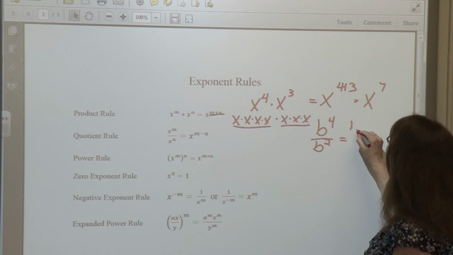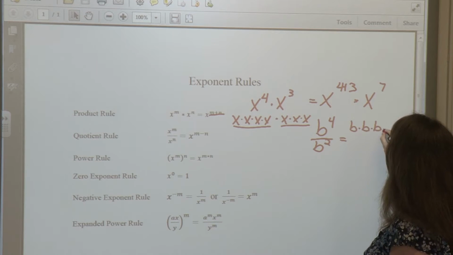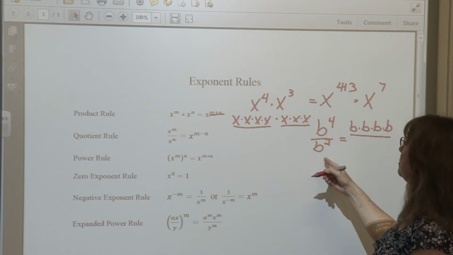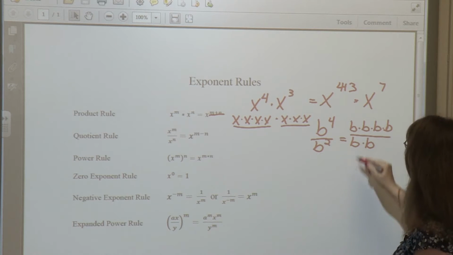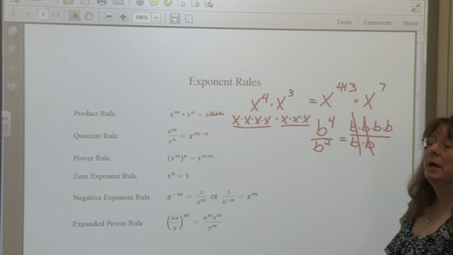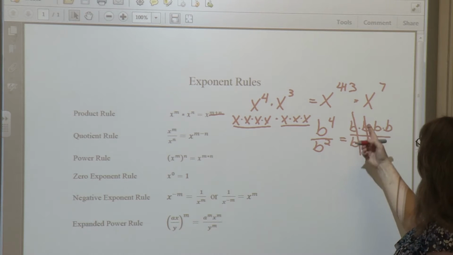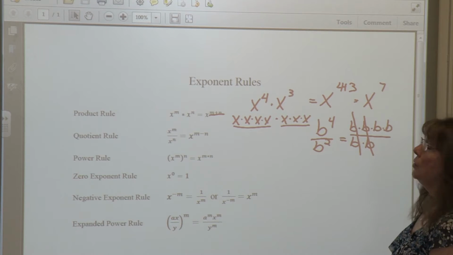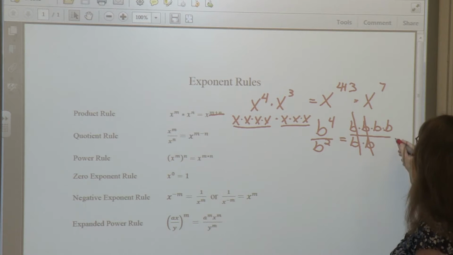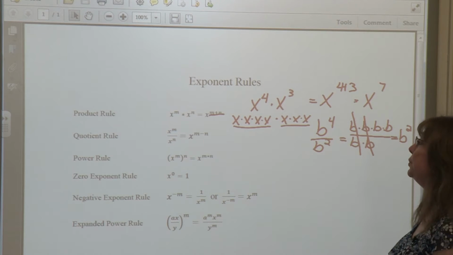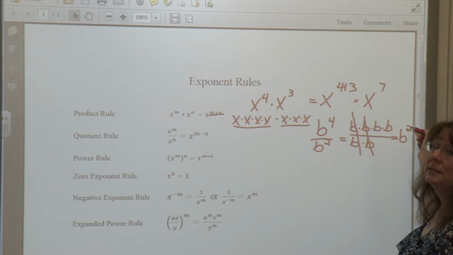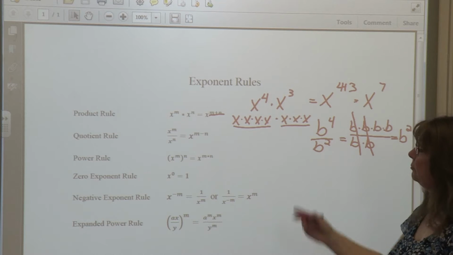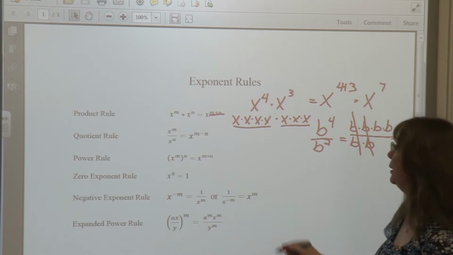B to the 4th means I'm multiplying b with itself 4 times. B squared means I'm multiplying b with itself twice. And if I use my idea of canceling factors that are alike, I'll notice I've got a b on top and bottom that disappear. And then I still have those 2 b's multiplied together, or b squared. If you use the rule, you'd be doing 4 minus 2, or getting 2 as the exponent. A power to a power works the same way.